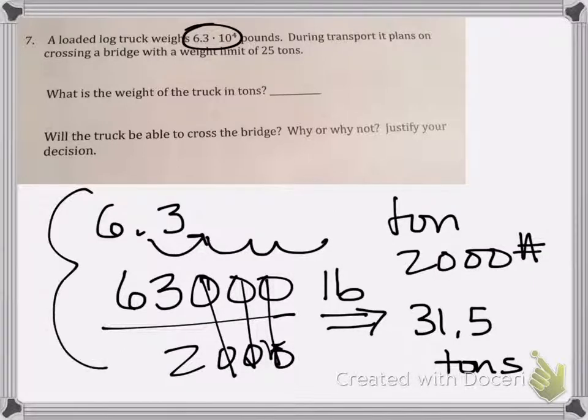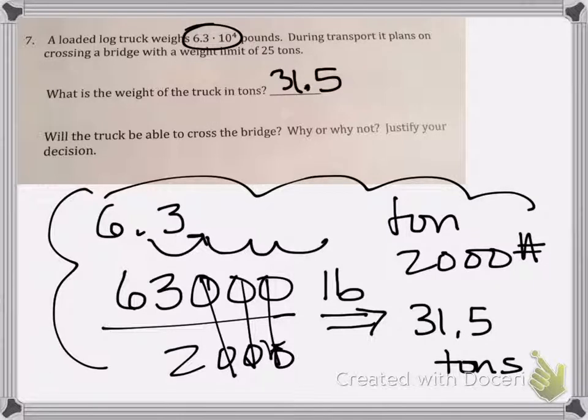We can use those calculations to defend our last question, which is, will the truck be able to cross the bridge? Why or why not? Well, the bridge has a weight limit of 25 tons. Since 31.5 is greater than the 25, the truck would not be able to cross the bridge. So our answer would be no.